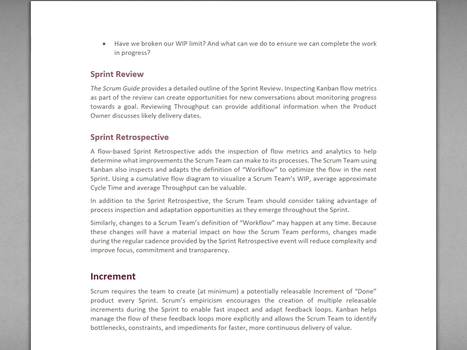Then we have the sprint review. The Scrum Guide provides a detailed outline of the sprint review. Inspecting Kanban flow metrics as part of the review can create opportunities for new conversations about monitoring progress towards a goal. Then we have the sprint retrospective. A flow-based sprint retrospective adds the inspection of flow metrics and analytics to help determine what improvements the Scrum team can make to its process.